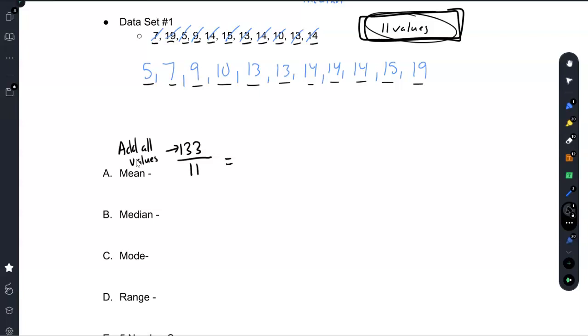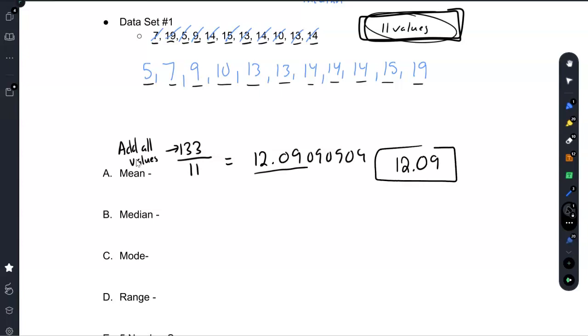So 133 divided by 11 is going to be 12.09090909. And just for the sake of this assignment, and I didn't explain this in the instructions, I'm going to round this to 2 decimal places. So I have this as 12.09 would be my mean when I round to 2 decimal places.